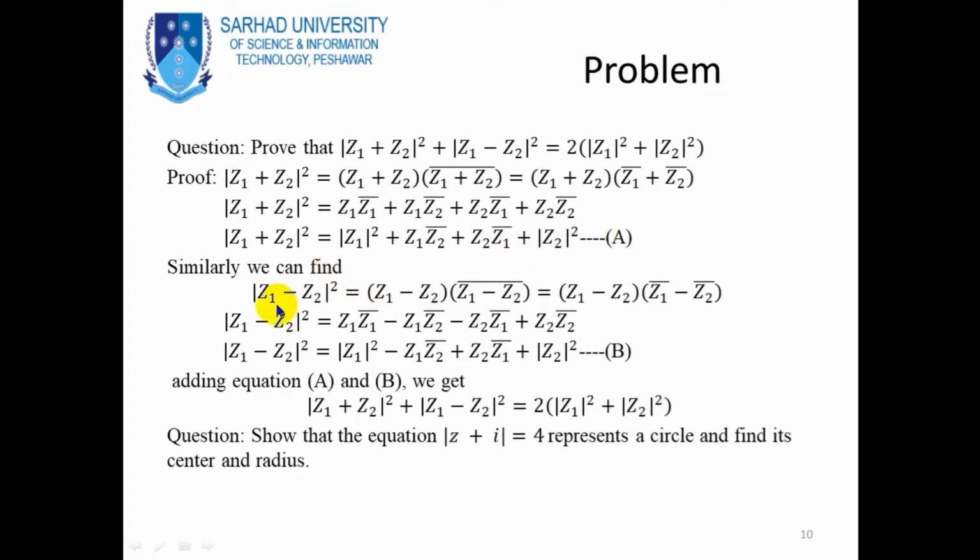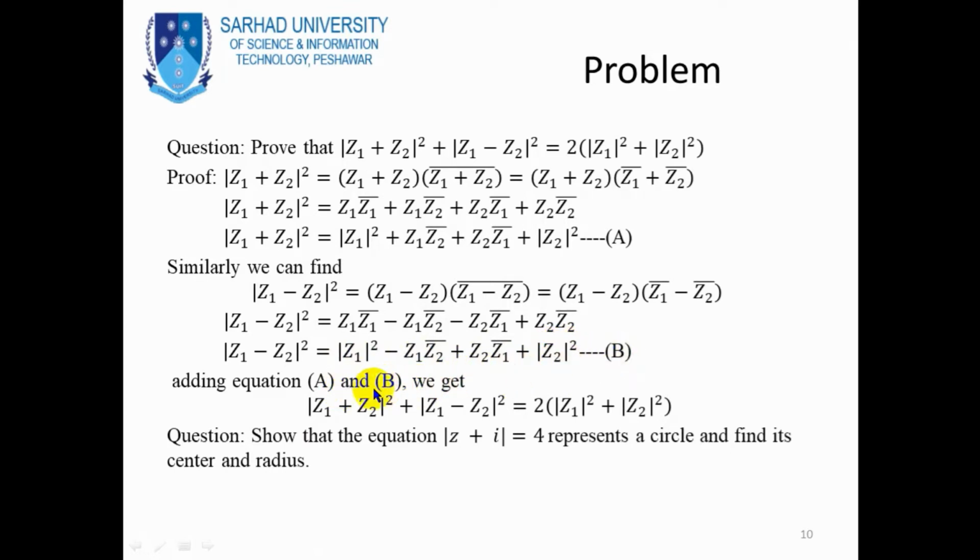Now similarly, the square of the magnitude of z1 minus z2 is equal to z1 minus z2 into the conjugate of z1 minus z2, which is z1 minus z2 into z1 conjugate minus z2 conjugate. After multiplying we obtain z1 into z1 conjugate minus z1 into z2 conjugate minus z2 into z1 conjugate plus z2 into z2 conjugate. So we can write the square of the magnitude of z1 minus z1 into z2 conjugate plus z2 into z1 conjugate plus the square of the magnitude of z2. This is equation number B.